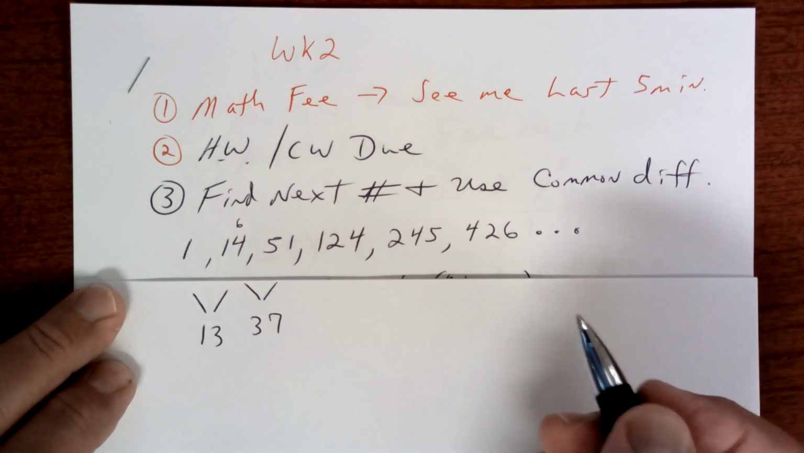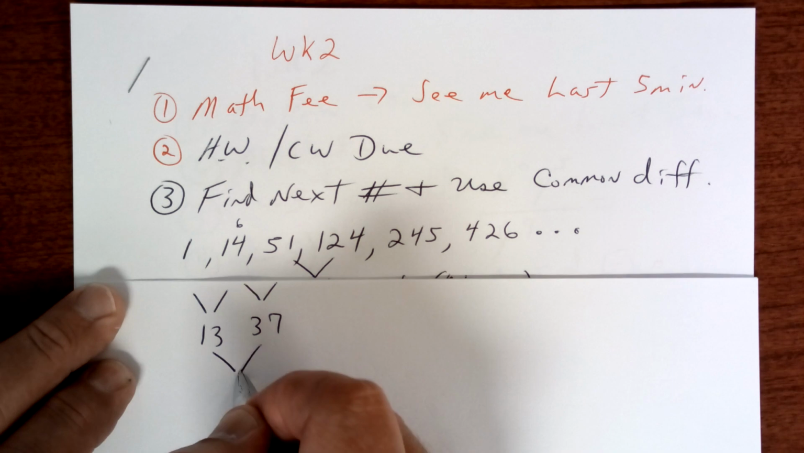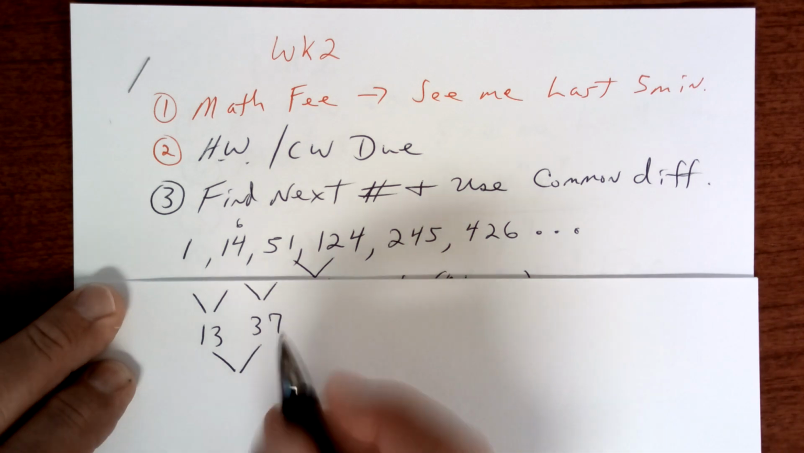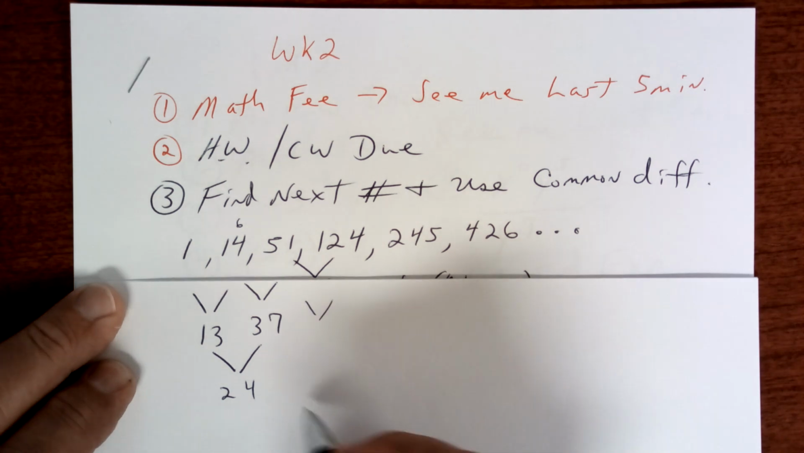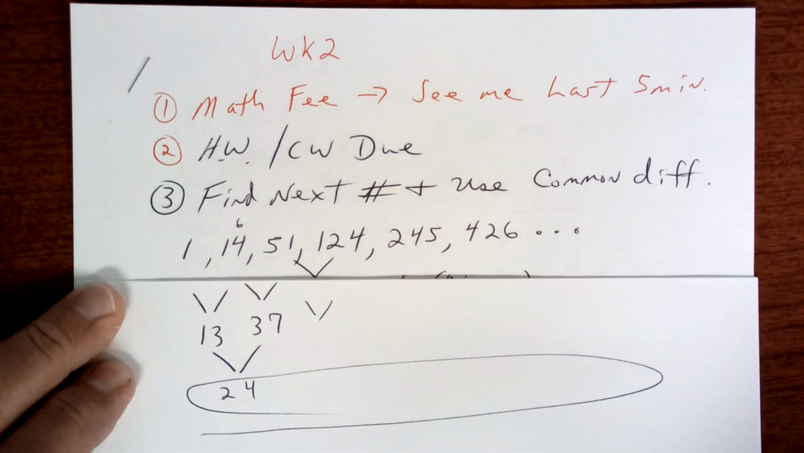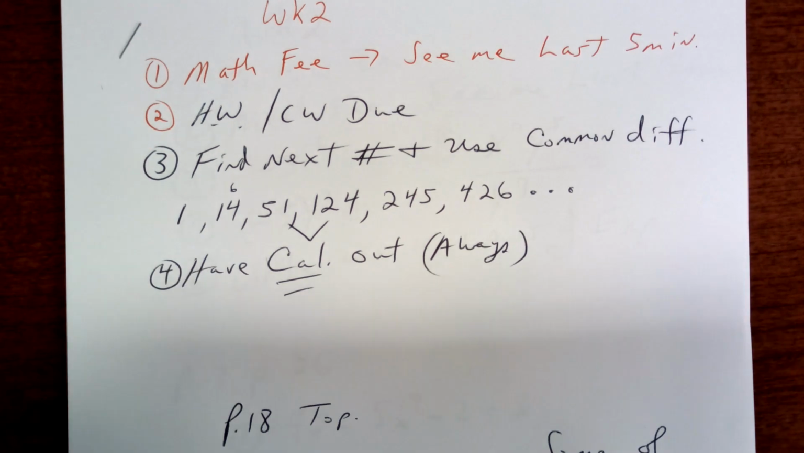And then you got to use your calculator probably for this. And then you subtract again. 37 minus 13, I think, is 24. And you keep subtracting until you get the common difference. Make sure you can do that. Have your calculator out always.